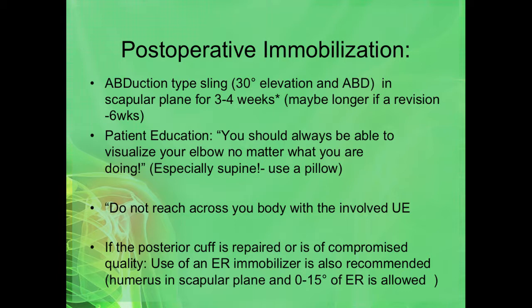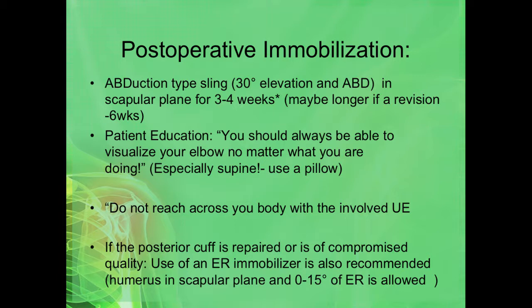And this is just kind of telling you the conversations that you'll be having with your patients. So they are put in an abduction type sling that places them in about 30 degrees of elevation and abduction, and they're in that for about 3 to 4 weeks. You will tell your patient that you always want to be able to see your elbow no matter what you are doing. And what we're really saying there is we don't want the arm to go into extension internal rotation behind the back, which would increase the likelihood of dislocation. We don't want them to reach across their body with this involved upper extremity.